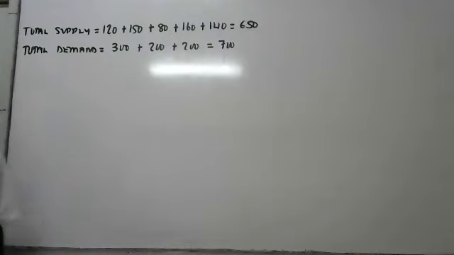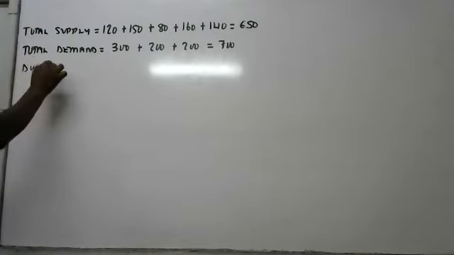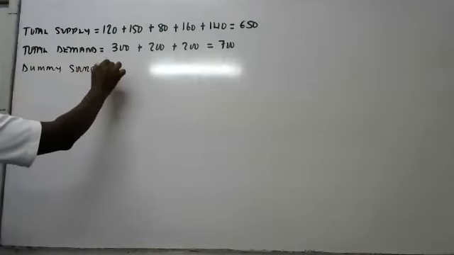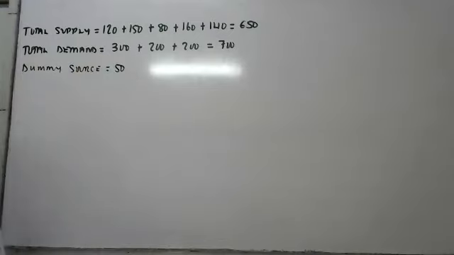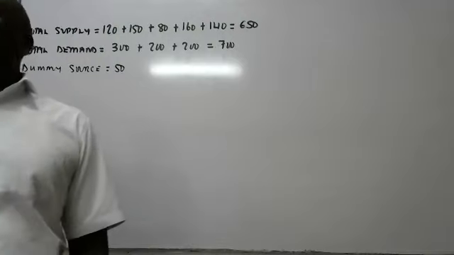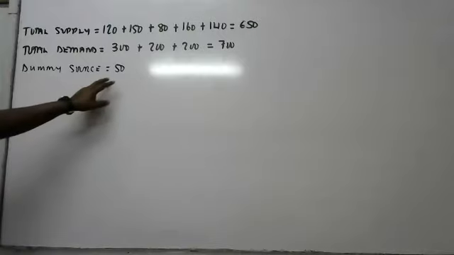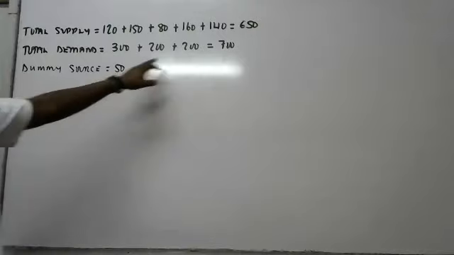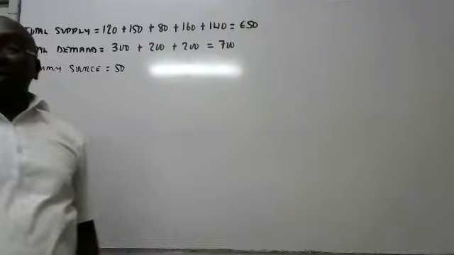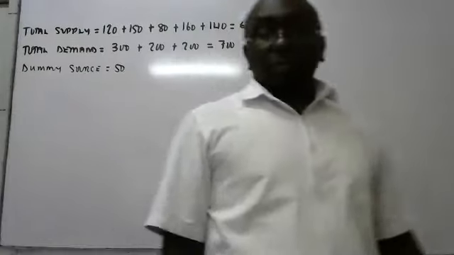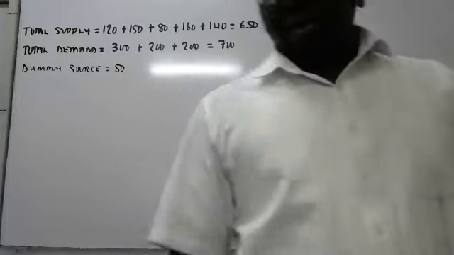So if they are not equal, you need to create a dummy source. So dummy source will bring what? 50. We need to create a dummy source to bring 50, so that now we have 50 plus this, agreeing with what? 700. Agreeing with 700.